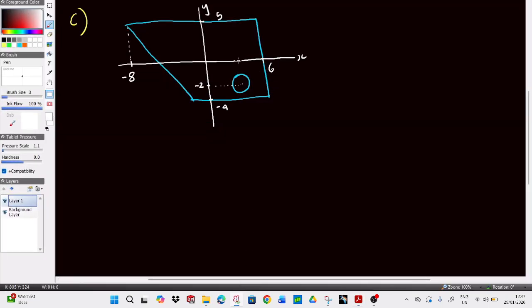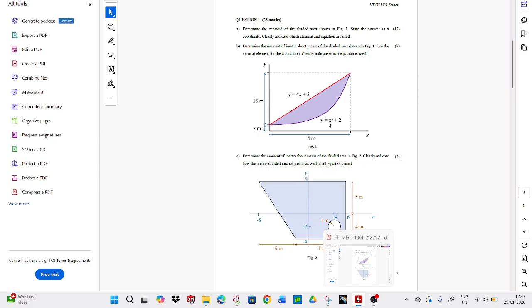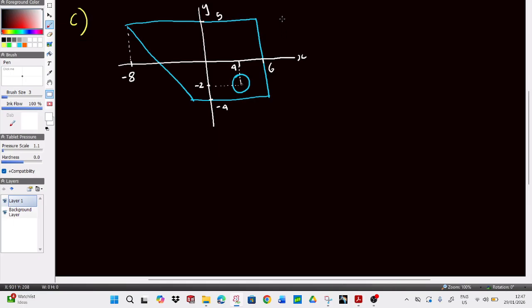This will become 4. Okay, coincide with the circle also, or the hole actually. Okay, so now we write the dimension. So here is 5 meters, here is 4 meters.